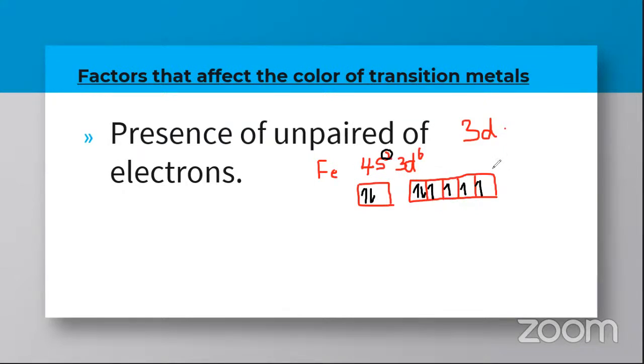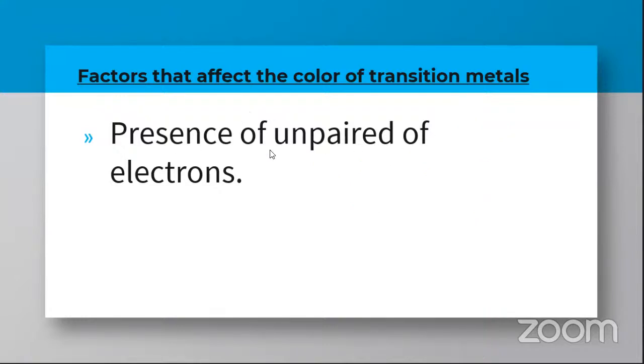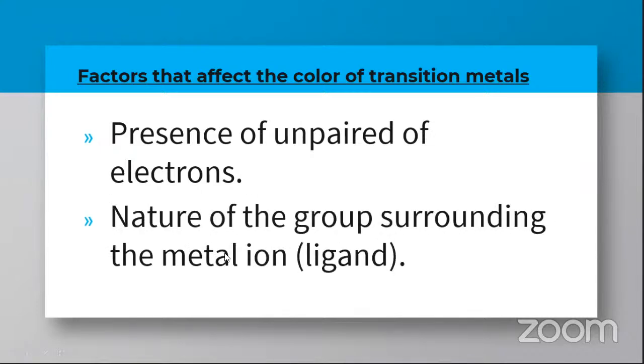Okay, so the presence of these unpaired electrons are the ones which cause the color changes of transition metals. I hope we are on the same page. So that is point number 1, presence of unpaired electrons. Then secondly, nature of the group surrounding the metal ion. So it depends on the ligand.